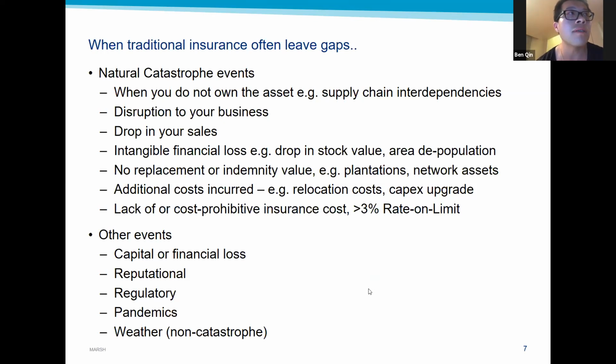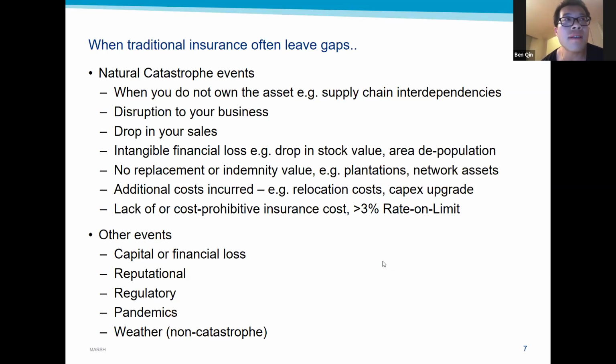Pandemic is a great example. We're obviously living in the middle of one now, where it's proof in the pudding that you don't need physical damage to really see a loss of economic value to the organization, right? Pandemic is a great example of that, and there's other weather related losses out there that are non-catastrophe that are also subjecting different sectors and different organizations to economic losses.